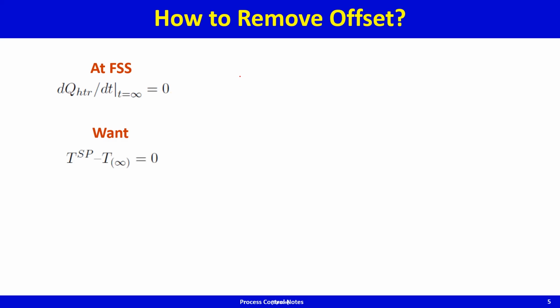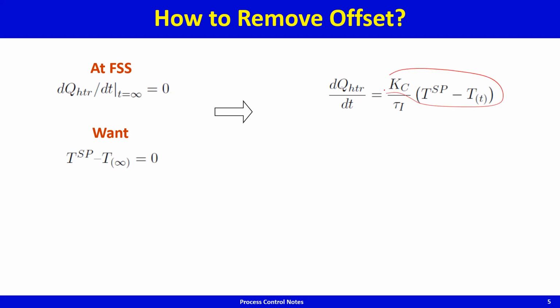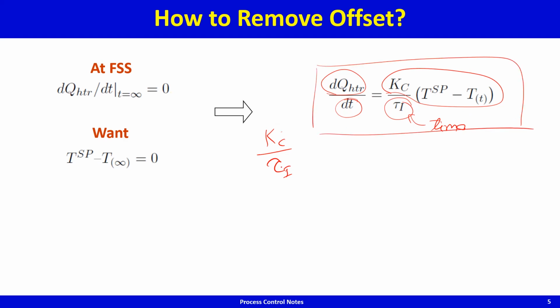Now if you look at this chap, Kc, this has units of QHTR. You're dividing by time, so you have a proportionality constant. This has units of time. So we are using Kc by tau I, where Kc is the same proportionality constant as for a proportional controller. So when you have this kind of a control law, you will have to have Kc by tau I for consistent units.